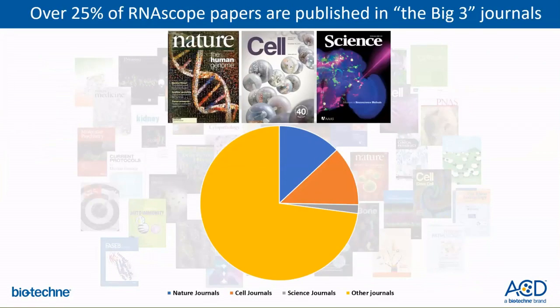More recently, the incorporation of the RNAscope technology into single-cell RNA sequencing workflows is demonstrated through the rapid growth of publications using the assay to confirm and spatially map the single-cell RNA-seq data in the tissue context, with over 80% of these single-cell papers in very high-impact journals, including Nature, Cell, and Science.